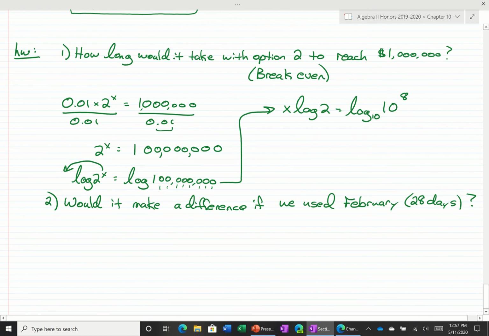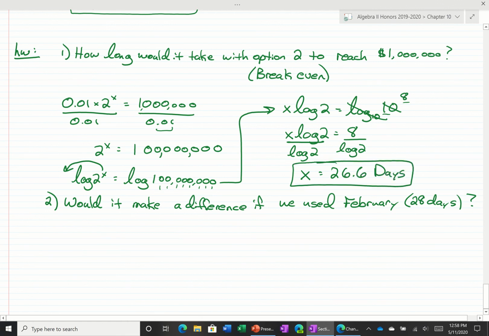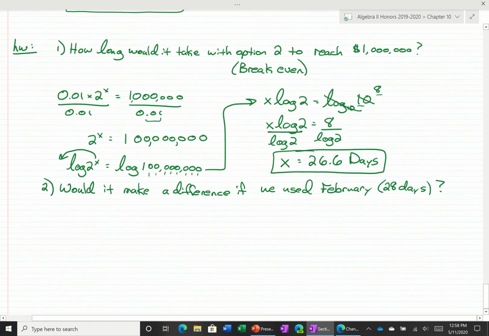You could type in log base 10 of 100 million, or we could just use the inverse property. 100 million is really just 10 to the 8th. Same bases here, they would cancel. So we get x log 2 is equal to 8. We divide both sides by the log of 2. We'd get that x is equal to 8 divided by the log of 2, which would equal 26.6 days. It would take us 26.6 days to hit $1 million.